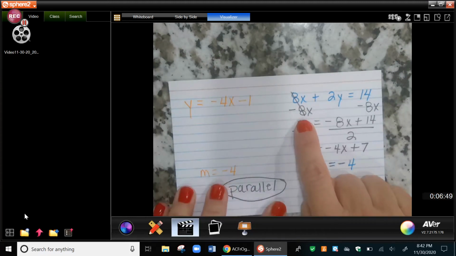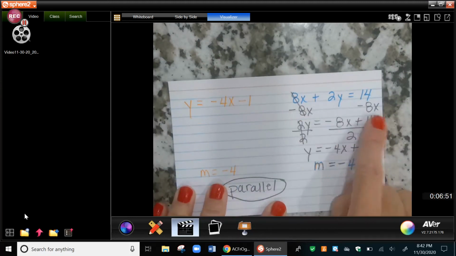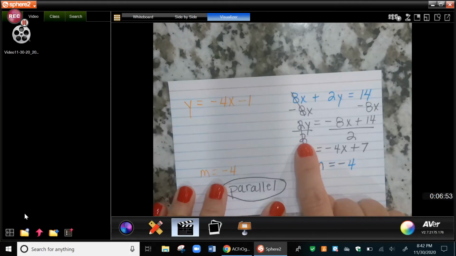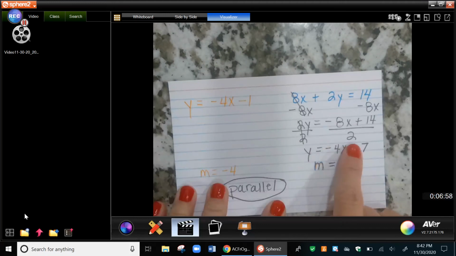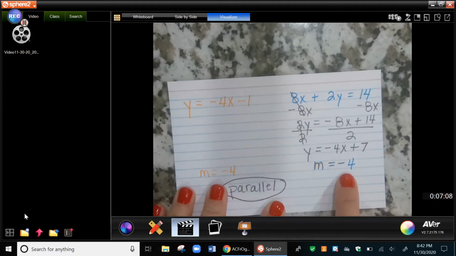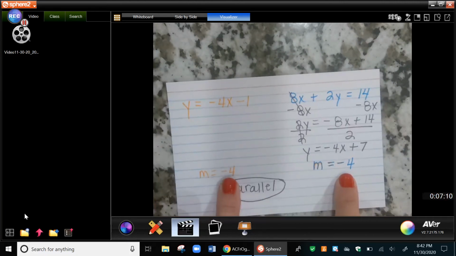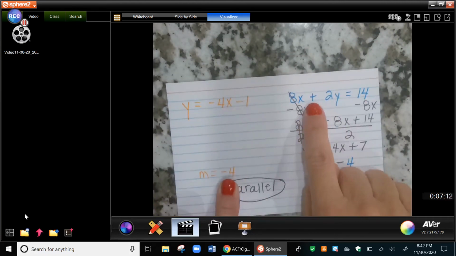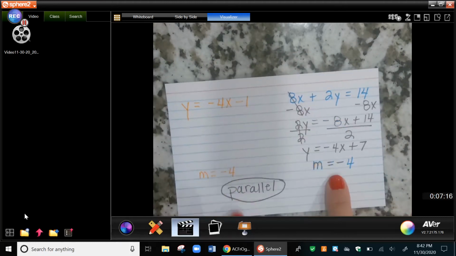So we move our x, and then I always say that then we divide by the number that's with y, the coefficient of y. So when I divide by 2, I get negative 8 divided by positive 2 is negative 4. 14 divided by 2 is 7. Well, what's the slope on this equation? Negative 4, just like this one. It looked a little tricky. It looked like there was a lot to it, but it wasn't too much. The slope is negative 4, so those are parallel lines.